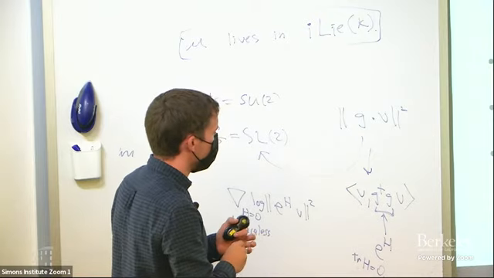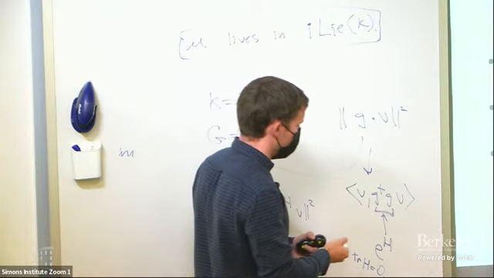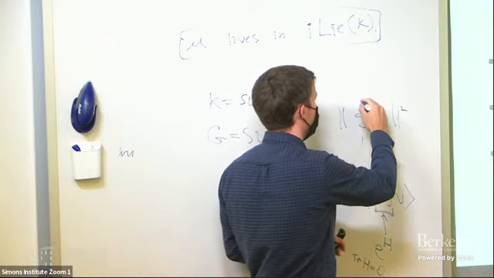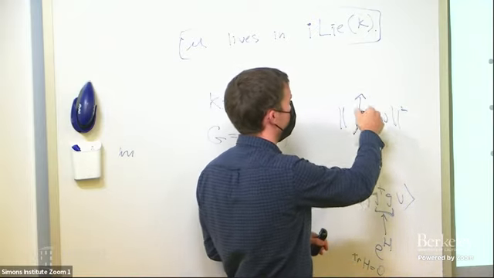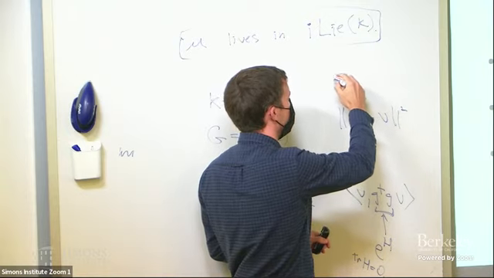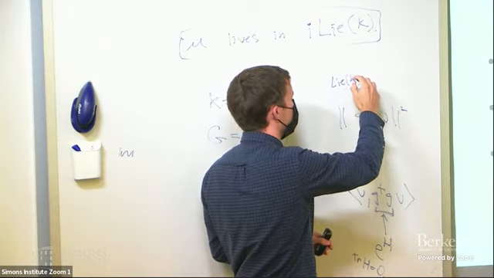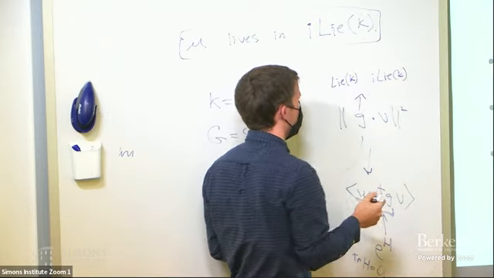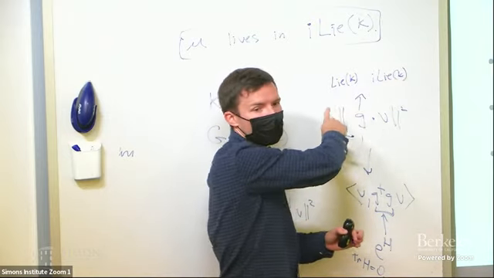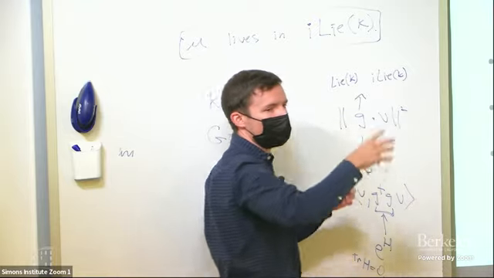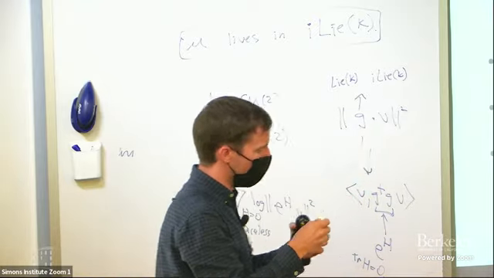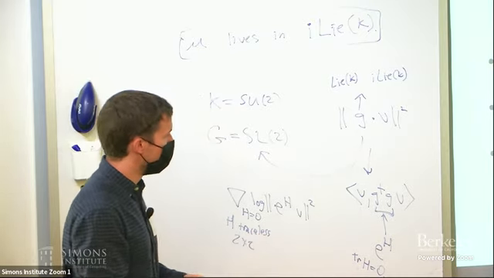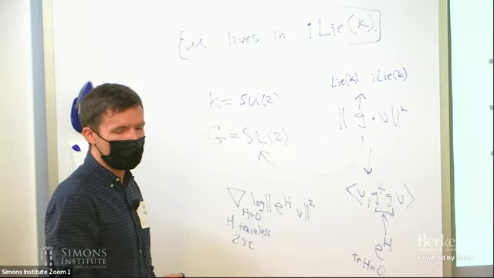The way to think about this is you can move in the Lie K directions and you can move in the I Lie K directions. The Lie K directions just rotate things. The I Lie K directions actually dilate stuff and make the norms smaller or larger. Thanks for the question. Anything else?